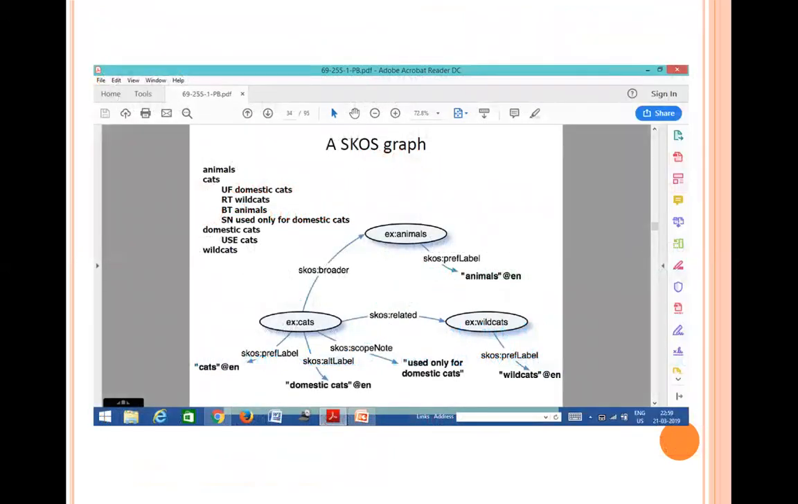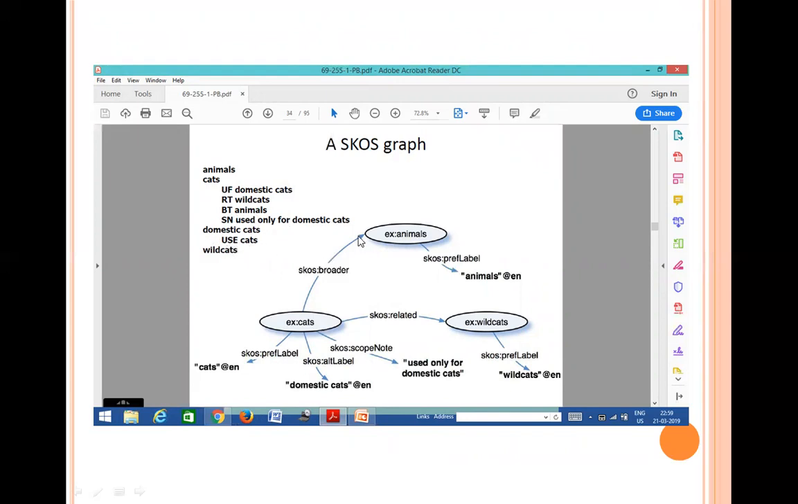So even SKOS can work with OWL to prepare or migrate knowledge organization systems. Okay, fine. You can see here a SKOS graph. What is given on the left side is a typical thesaurus. Animals. Under that we have cats, then domestic cats, then wild cats. For cats, we have "used for" domestic cats. That is, instead of using the word domestic cats, you are instructed to use the word cats. What is a related term? Wild cats. What is a broader term? Animals. What is a scope note? Used only for domestic cats. That is, cats is equal to domestic cats. Fine. Then the term domestic cats, use cats.